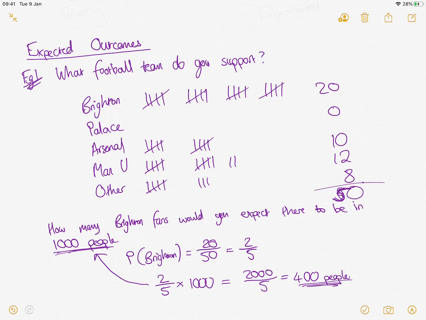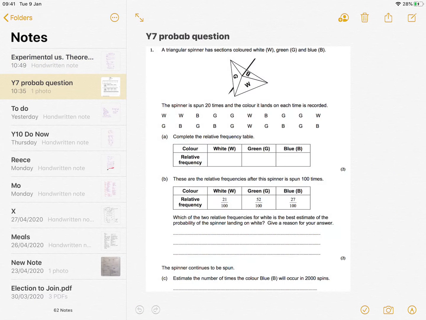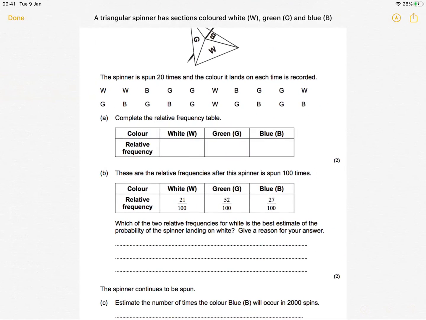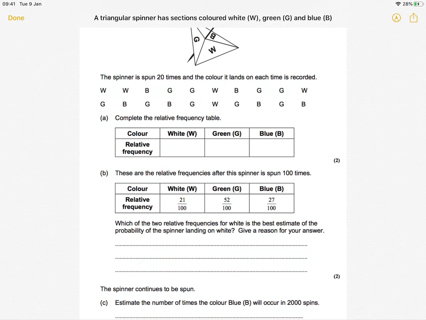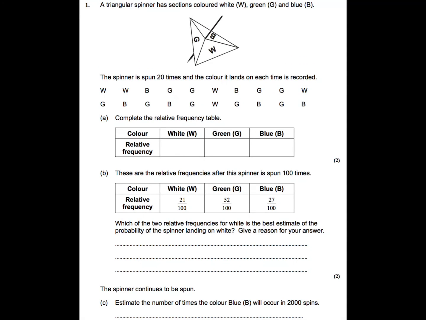Right, there's one more question I'd like you to have a go at then. So make sure you've got that example down in your books. And then can you have a go at these questions in your book, pause the video, and then I'll go through the answers now.